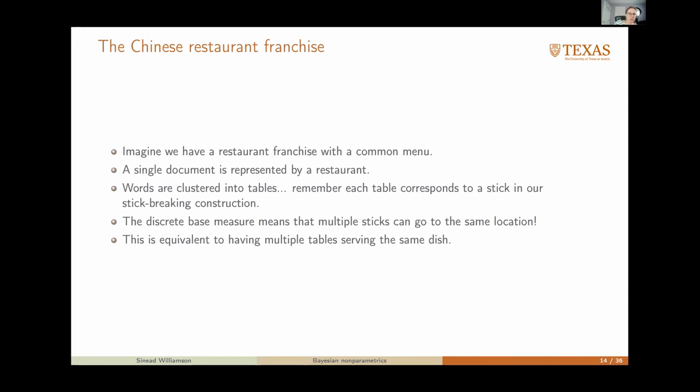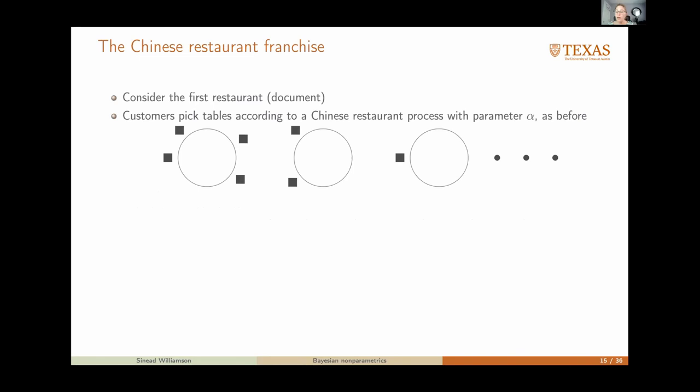And we're going to have the dishes correspond to topics, and we're going to have the dishes be shared across the franchise of our restaurant. So let's take a look at how this works. We have our first restaurant, which is our first document, and the customers have picked tables according to a Chinese restaurant process.